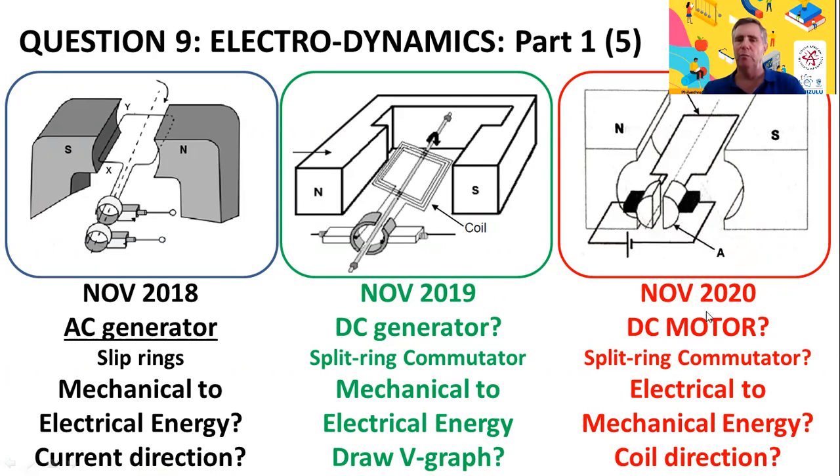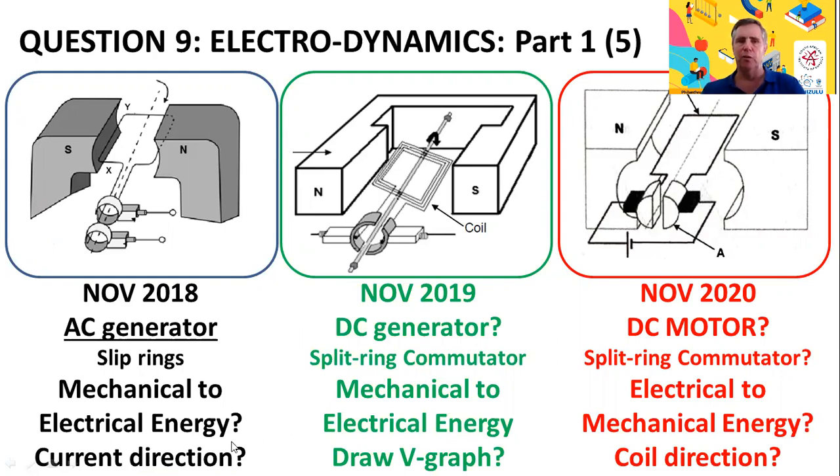And again, in November 2020, you were asked to name part A, which you should know by now is a split ring commutator. Energy conversions: a generator is mechanical to electrical energy, even if it's a DC generator. And in 2020, you were asked to name the energy conversion which takes place, and you should have been able to say it was from electrical, from the battery, to mechanical energy as the motor turned.